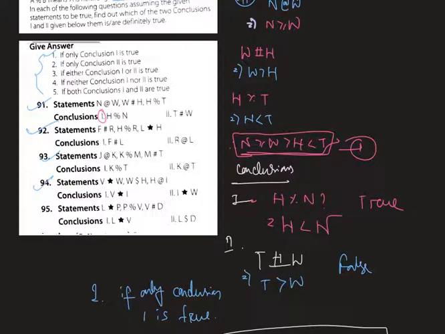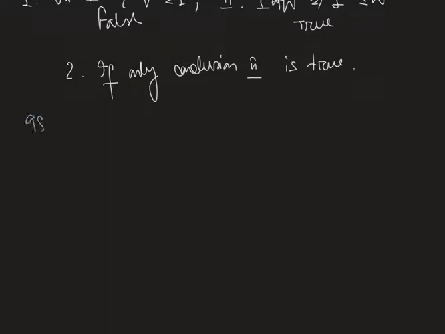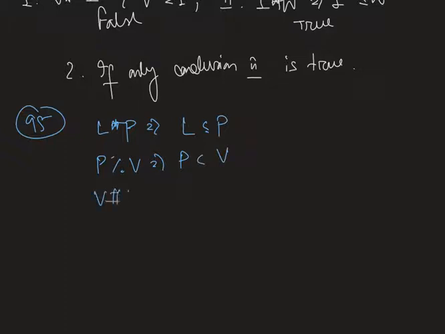Now let's check the last one. L star P, P percentage V, V hashtag D. L star P implies L is less than equals to P. P percentage V implies P is strictly less than V. V hashtag D implies V is strictly greater than D. Therefore, we can say that L is less than equals to P less than V greater than D.